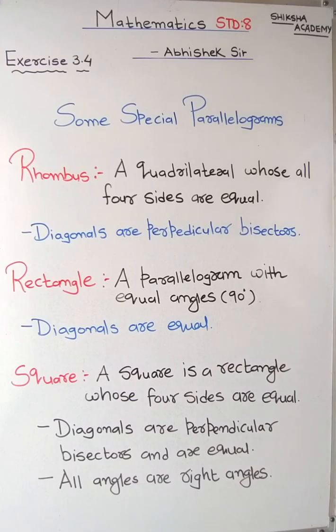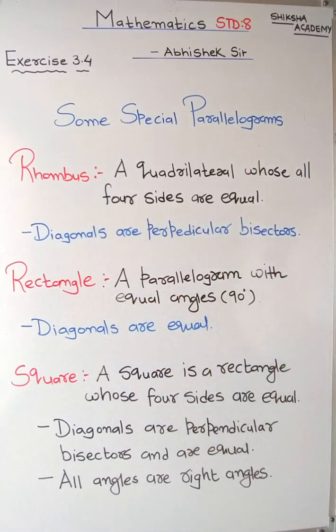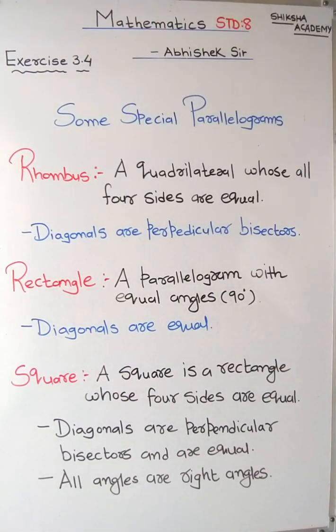This is almost the last part of this chapter series. We are studying Understanding Quadrilaterals. In the previous video we finished exercise 3.3. In this video we will study some basic concepts of rhombus, rectangle and square, and then we will go for exercise 3.4. Let us see the remaining three parallelograms and their specific properties that we have to take care of when solving the next exercise.